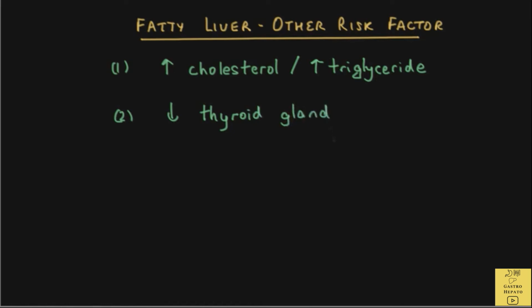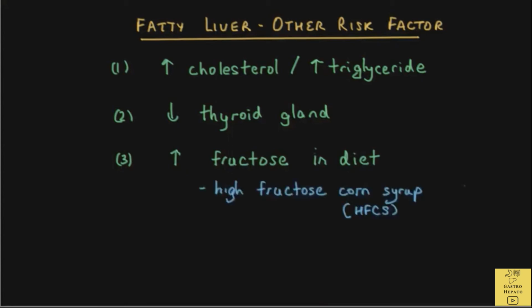An underactive thyroid gland can also cause fatty liver. In medical terms, an underactive thyroid gland is called hypothyroidism. In this condition, the blood levels of triglycerides tend to be high, resulting in fatty liver. Another risk factor is high levels of fructose in the diet. Fructose is a type of sugar that causes fatty liver. Fructose is 5 times more likely to cause fat accumulation in the liver compared to glucose.